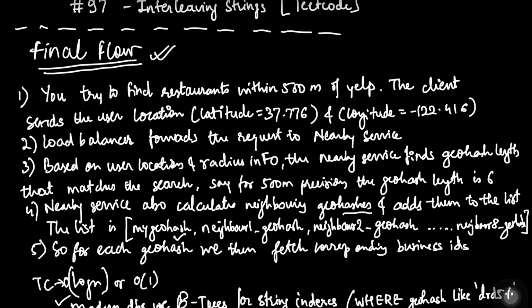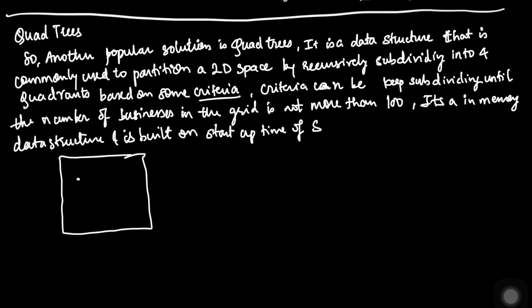So this will be our first geohash, and the neighboring 8 geohashes will also be added into the list. For every geohash we'll run this particular query and get the businesses, and all the businesses gathered using all these geohashes will be returned to the users. Basically those are the businesses or restaurants which are within 500 meters.